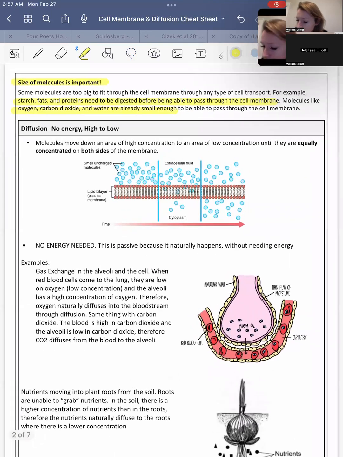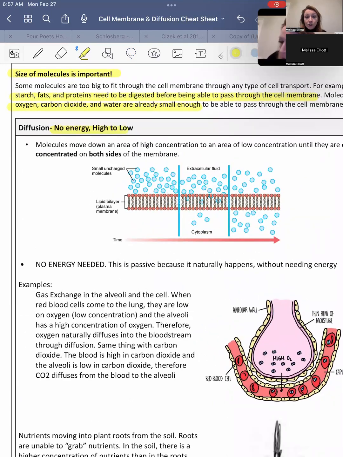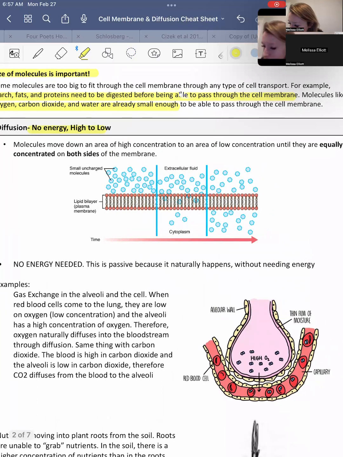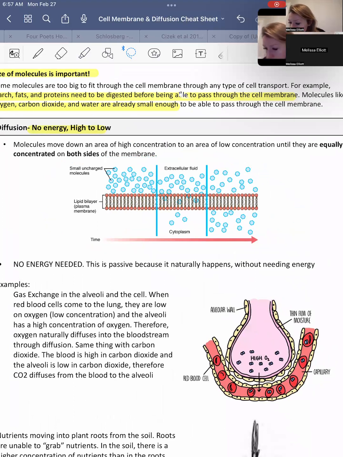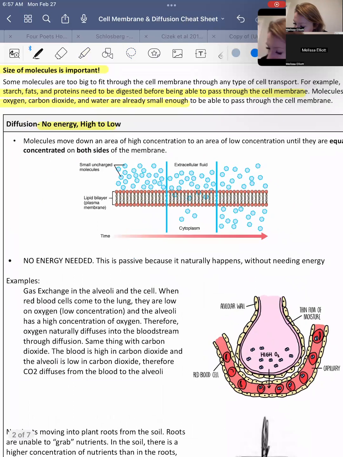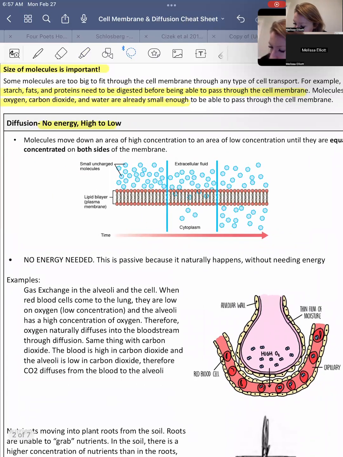Okay, so we just want to remind ourselves, diffusion: no energy, and molecules move from high to low. If we look at this nice picture right here, it shows us that through time, molecules are going to move from an area of high concentration to low concentration until they hit equal. See how these molecules here are at a high concentration and this is low? That means that they're going to move this way. So I'm going to put a nice arrow here. You guys can do that too.